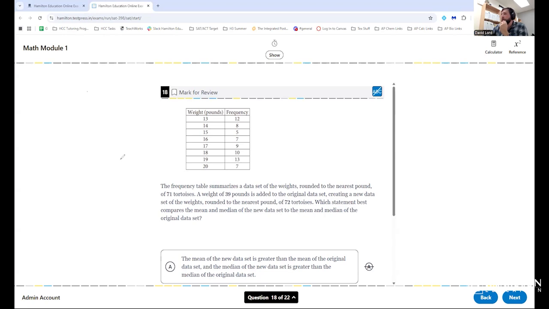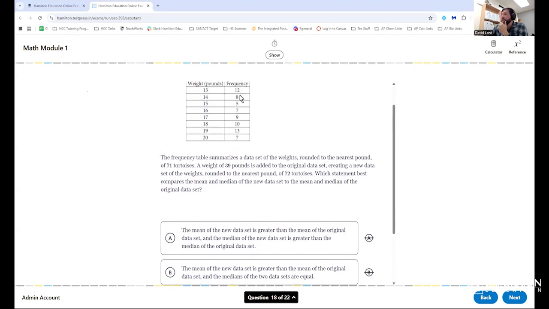Question 18. We have a frequency table provided. The frequency table summarizes the weight, to the nearest pound, of 71 tortoises. The weight of 39 pounds is added to the original data set, creating a new data set, to the nearest pound, of 72 tortoises. Which statement compares the mean and median? So what we're adding is we're taking a very large tortoise and adding it to, so what I imagine is the mean will increase because the overall sum has increased.